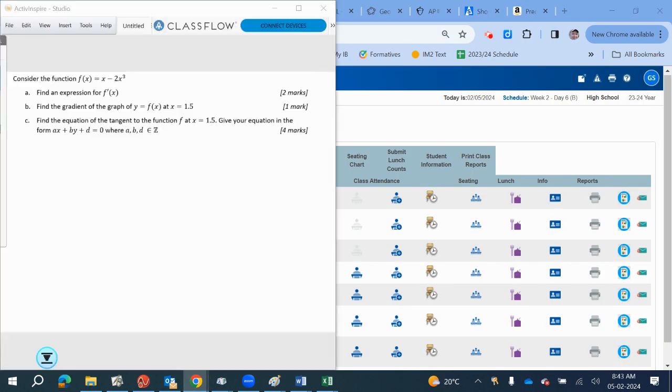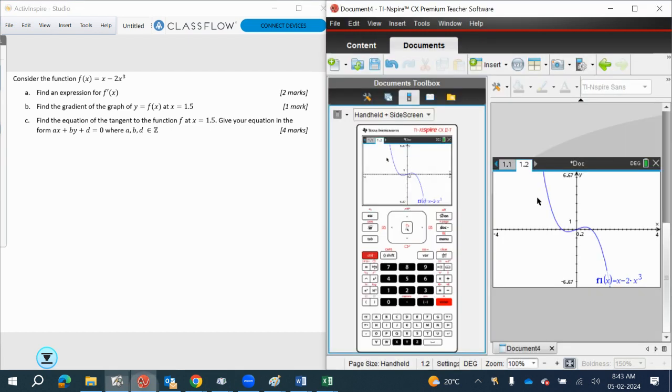As much as possible to help me with this one. So let's pull up the calculator, sketch the curve here. You see the graph drawn there. So firstly, we have to find the expression for the derivative. We can't use the calculator for this one.